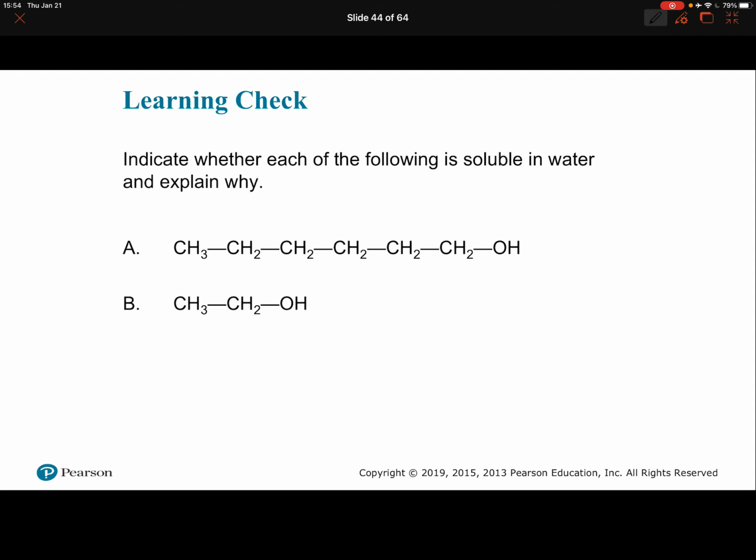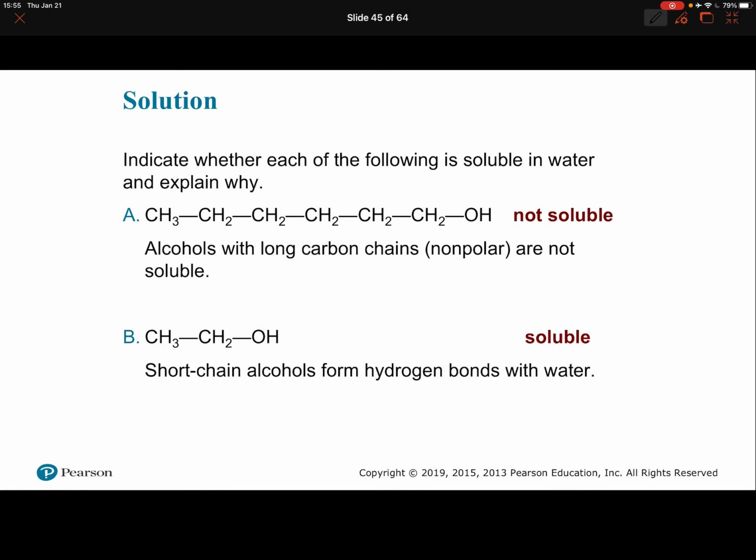Okay. Indicate whether or not you think these would be soluble in water. So pause it, give it a shot, and then check your answer. So A, too many carbons. It's just too nonpolar. B, definitely can do it because of the hydrogen bonding. A does have hydrogen bonding, but too many carbons.